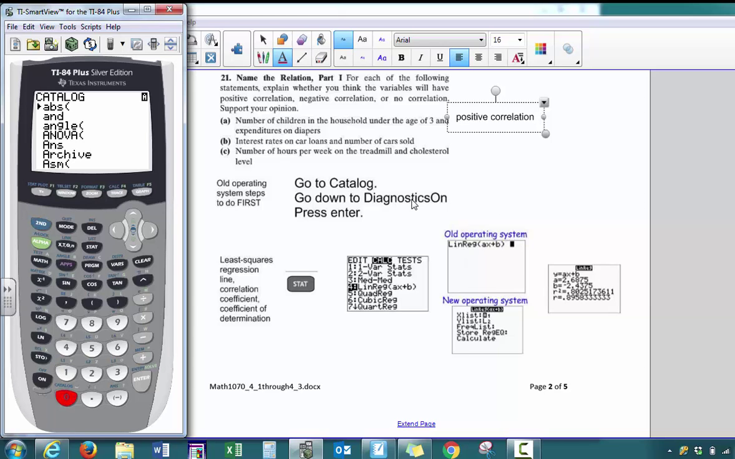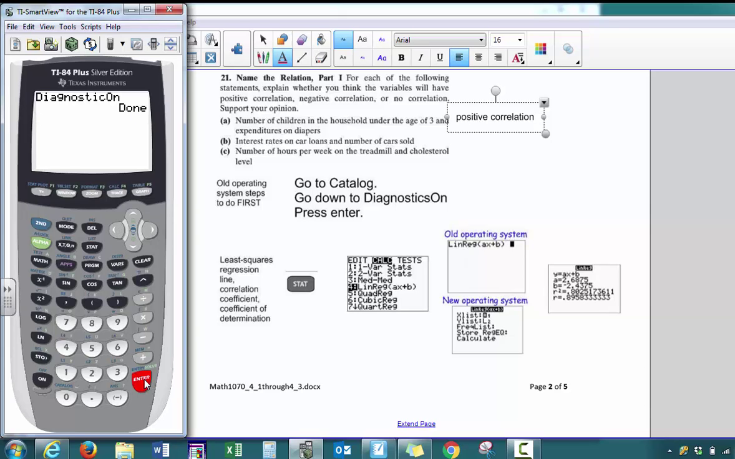And then we want to go down to diagnostics on. Your alpha button is already selected, so you can just press a letter to jump down to D. So here's our D, and we're going to press that button, and that way it just saves us a couple of steps in arrowing down. So we want to go to diagnostic on, and we press enter, and we're going to press enter one more time to complete that step.